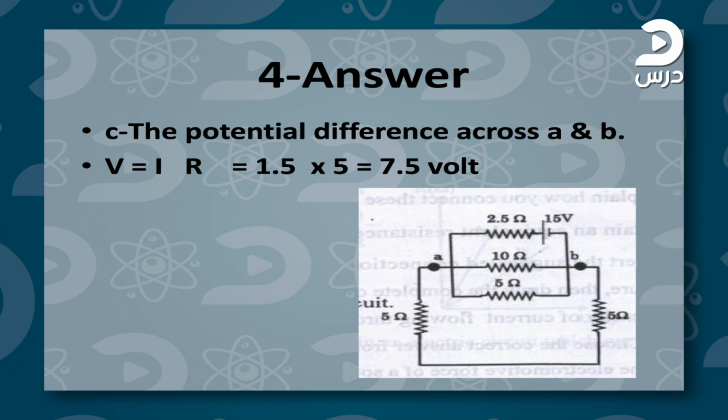But the potential difference across A and B. Of course, across A and B, V equals IR. We have total resistance 3, so the current is 3 divided by 2, which is 1.5, and the R is 10 divided by 10, which is 5. So the V between A and B, V equals IR, 1.5 is the current passing through AB, and with resistance 5 passing through AB, it equals 7.5 volt.